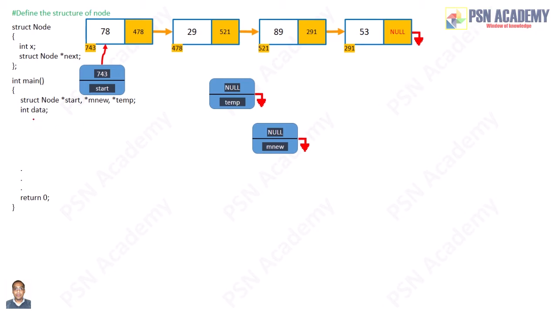Then we take an int variable, and the name of the variable is data, where we will ask the user to enter the value of that node. That means the new node will be inserted after that node where the value of the data actually is residing. So we give a message to the user to enter the data of that node, after which the new node will be inserted.